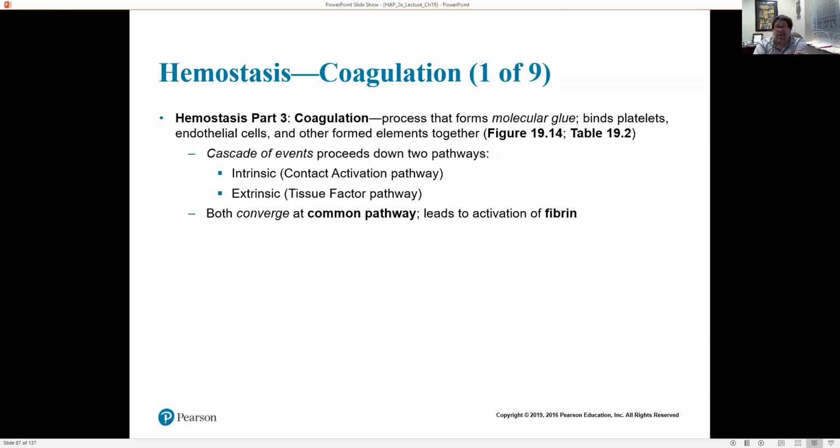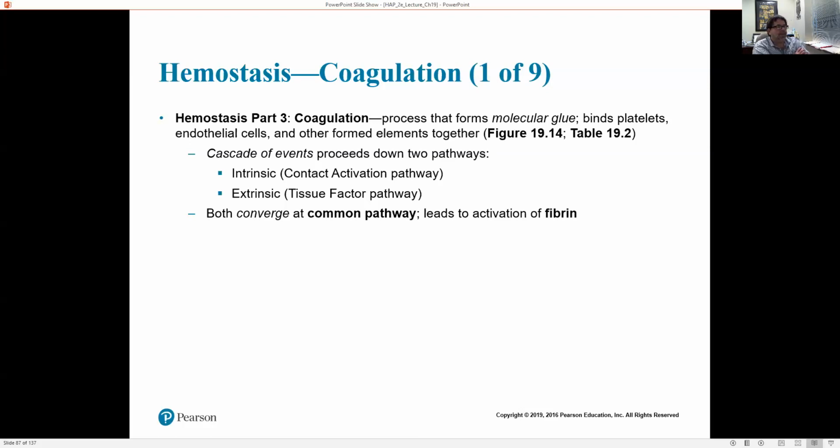Now, my first thought when I heard these as a student was, this must be where they occur. One's in the body and one's outside the body. No. The two names refer to something else, and they now have a second name to help you understand it a little better. The intrinsic mechanism is called the contact activation pathway, and what that means is that everything in the blood needed for coagulation exists, but it's only activated when it touches a substance other than the simple squamous epithelium that lines the blood vessels and the chambers of the heart.